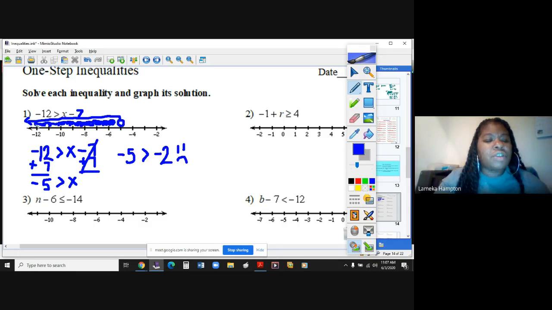Now, if I were to pick a number to the left, let's just say -8. So I am going to say -5 greater than -8. This is a true statement because, if we look at the number line, -5 is closer to 0 than -8. So this is what will make this true, and we are going to give that a smiley face.